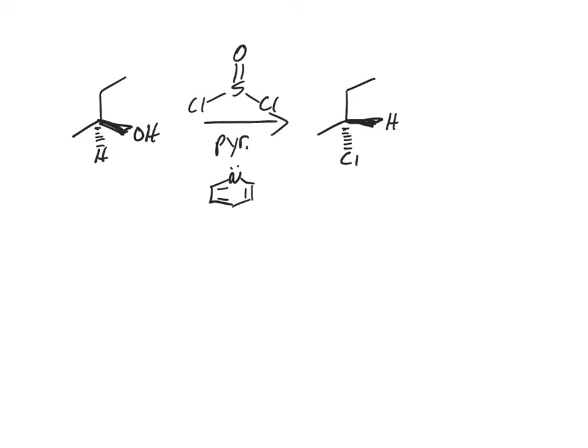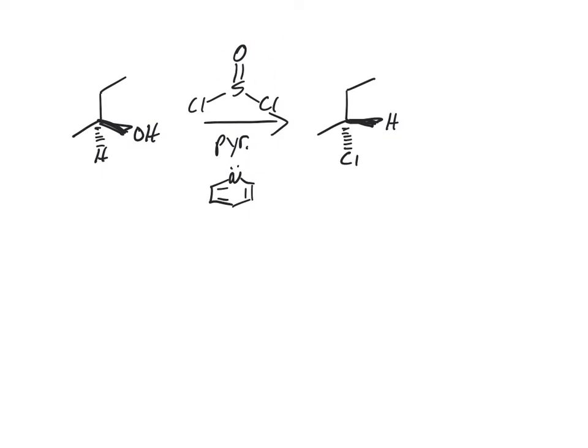Another way to activate alcohols is SOCl2. PCl3 doesn't work very well, so we have a different reagent to use, SOCl2, if we want to add a chlorine. PBr3 and PI3 work, but PCl3 doesn't work. So if we want to add a chlorine, we need a different reagent.